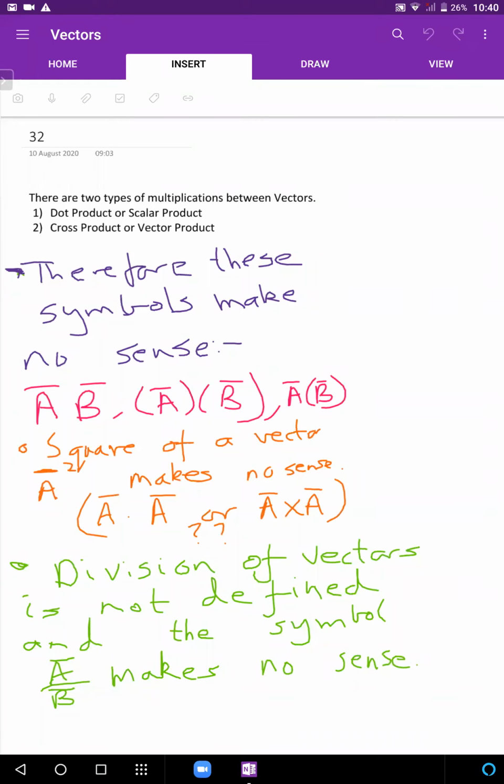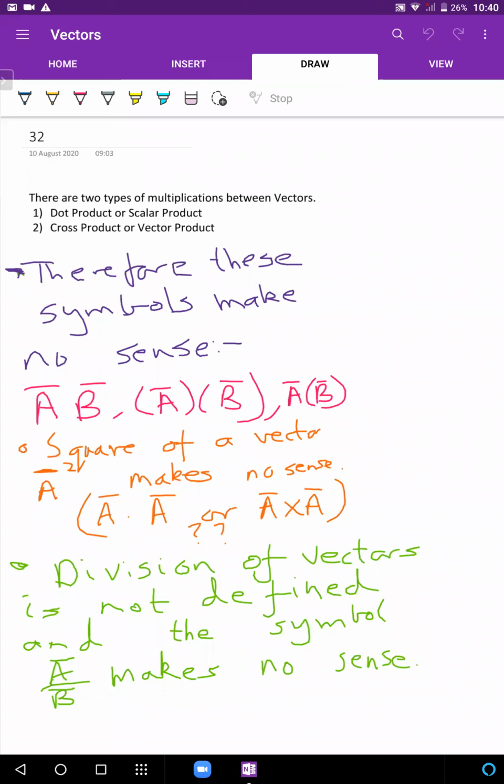So there are two types of multiplication. One is the dot product, also called the scalar product. Look at the names: dot product and scalar product are one and the same. Scalar product does not mean multiplying a vector with a scalar. Scalar product is a specific name for multiplication between two vectors. It's an alternative name for the dot product, which we'll see today. The one we'll see after this is the cross product, or vector product.